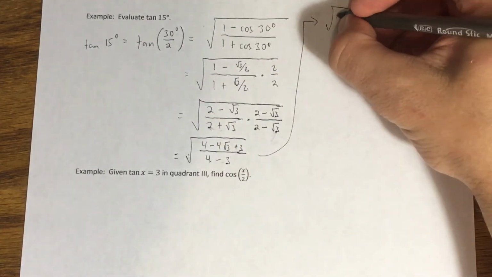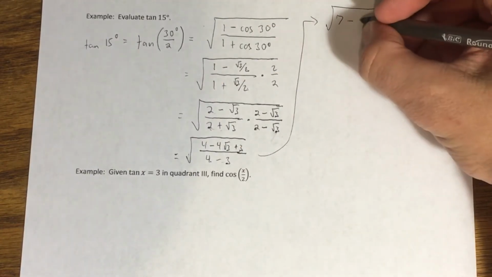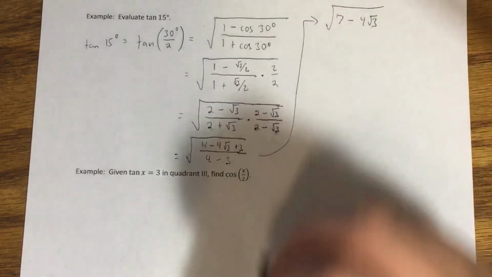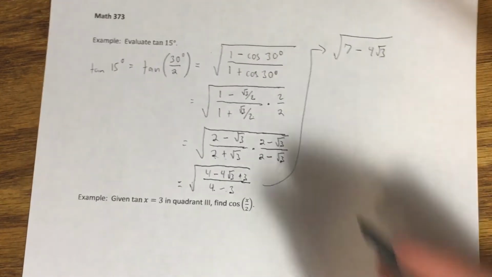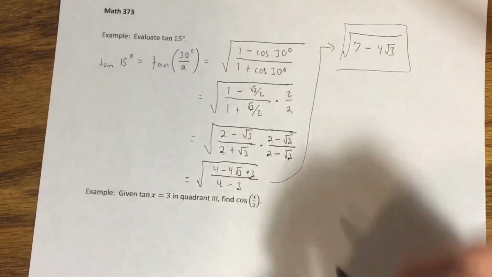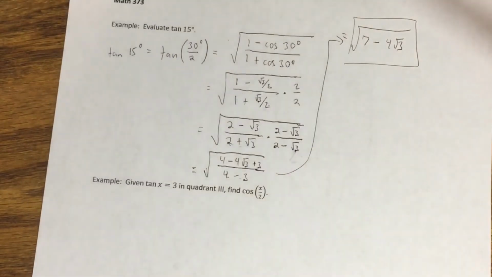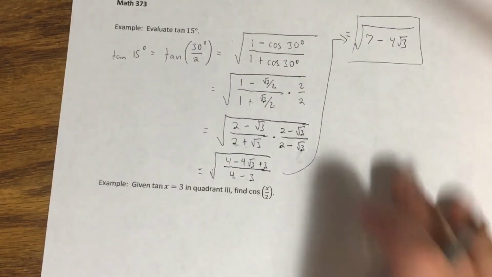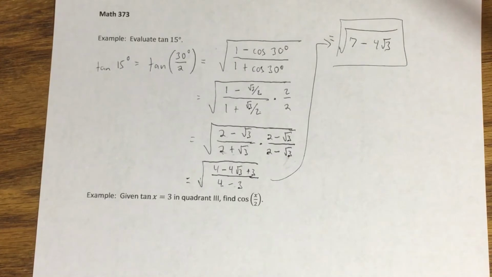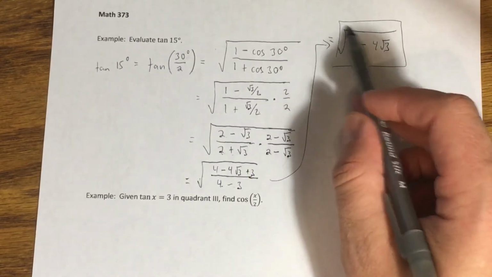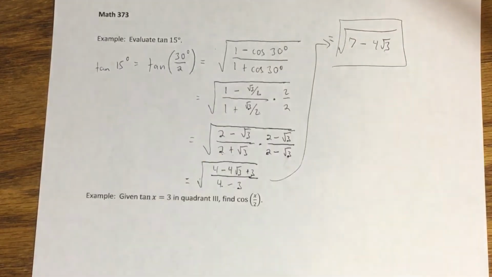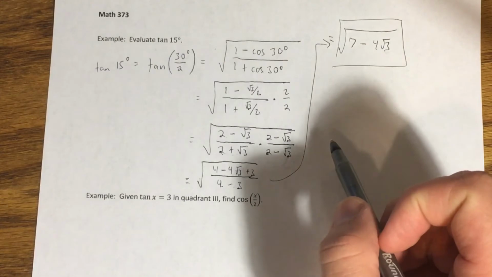4 plus 3 is 7, minus 4 root 3. I can leave that in that form. I think I'm satisfied with how that looks. Okay? There's other ways of going about simplifying that, so I could approach that in a different manner, but I think that's a perfectly valid way to leave that answer. Notice we have a radical within another radical here. That's very common when doing these half-angle formulas. You're probably going to see a decent amount of that.